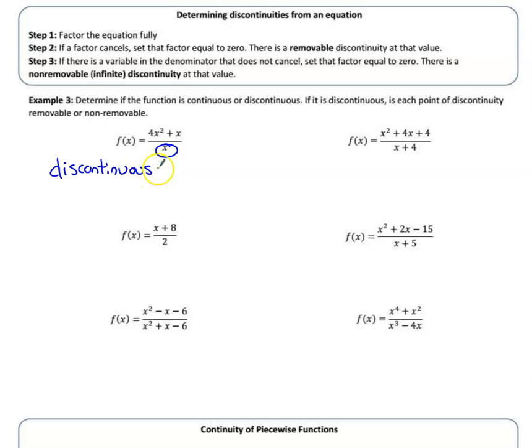Discontinuous at x equals 0. Now, is it removable or non-removable? Well, that depends on whether we can factor this or not. So let's look at what we have here.